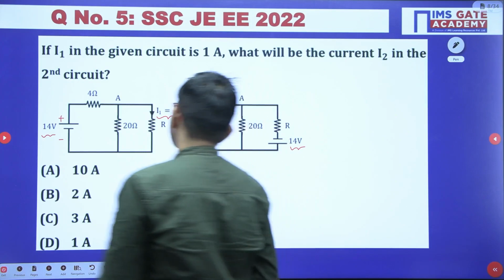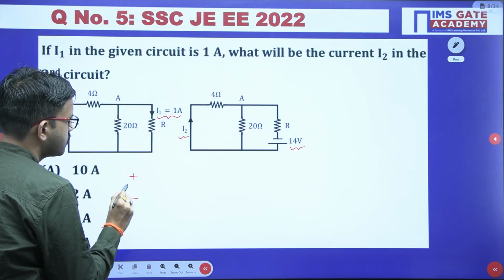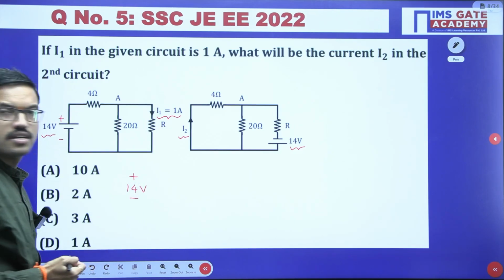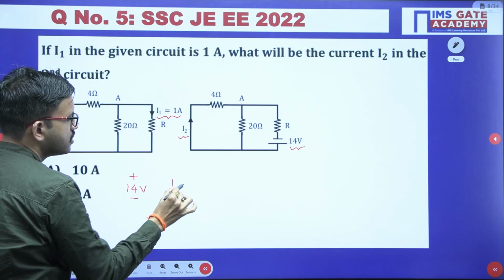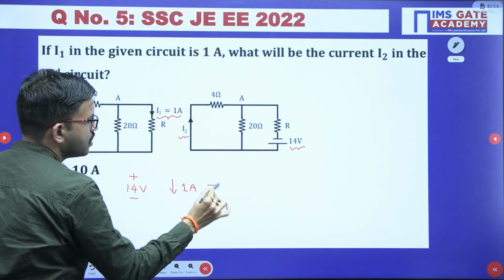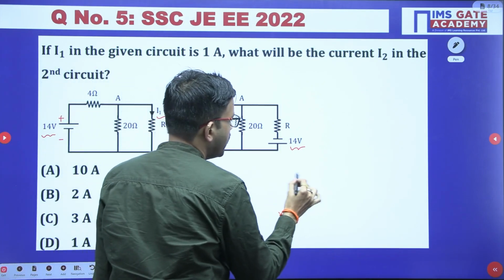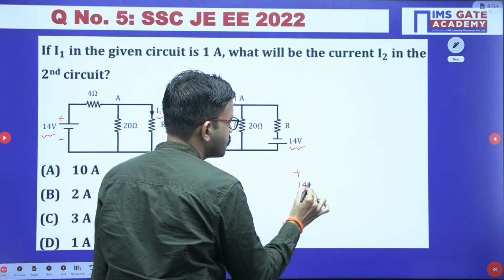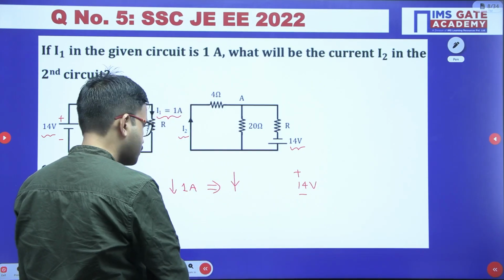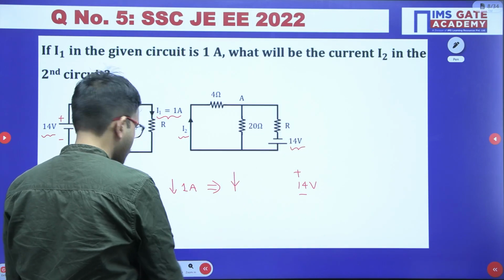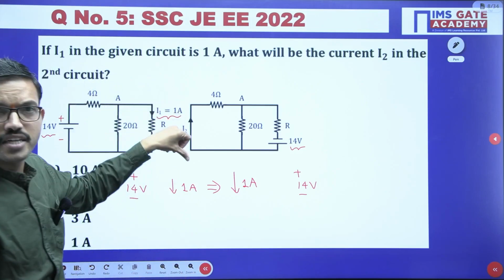So once again, just observe. Here in this circuit you have plus minus 14 volt. Because of that you are getting 1 ampere. Now you can interchange the source and response. That means here I have applied the same voltage, plus minus 14 volt. Because of that the current direction will be downward only in this particular branch, right?